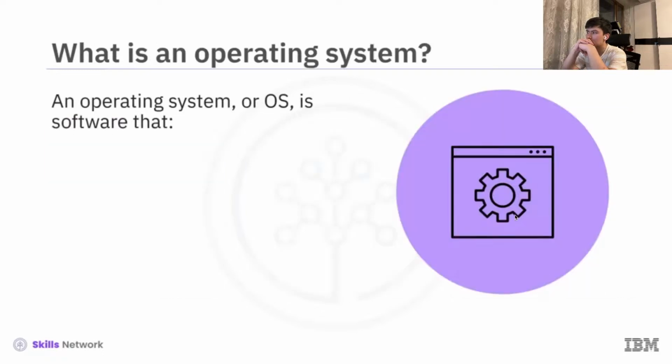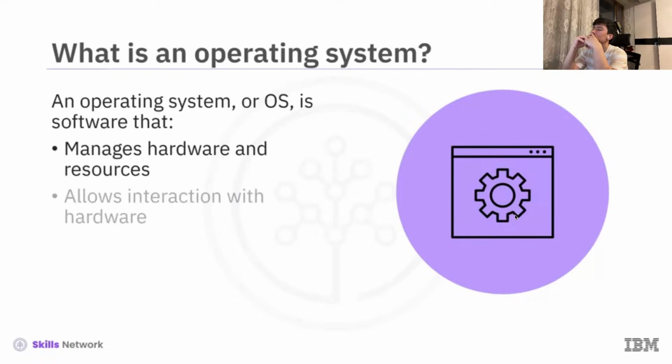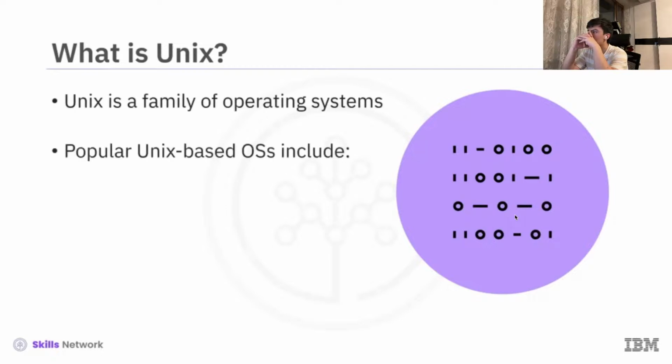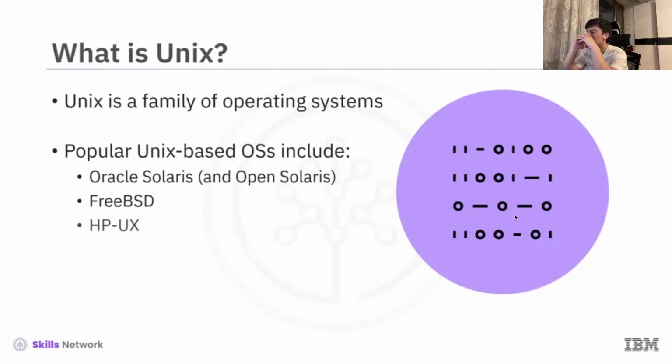What is an operating system? Well, it's software that manages computer hardware and resources and allows interaction with hardware to perform useful tasks. So, what is Unix? It's actually a family of operating systems. Some popular Unix-based operating systems include Oracle Solaris and OpenSolaris, FreeBSD, HP UX, IBM AIX, and Apple macOS, which is one of the most popular desktop operating systems today.